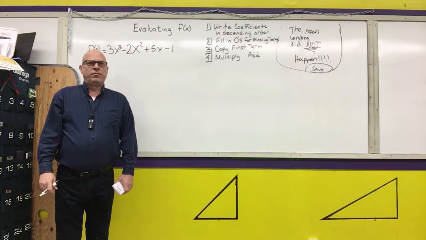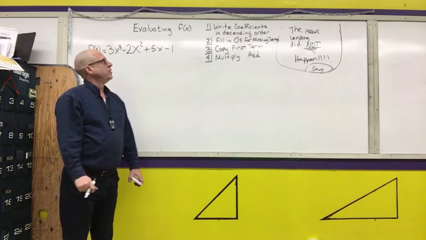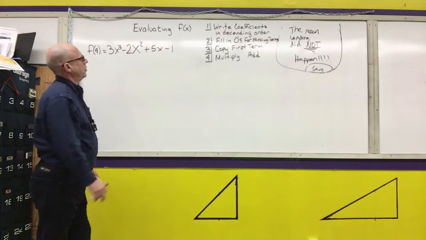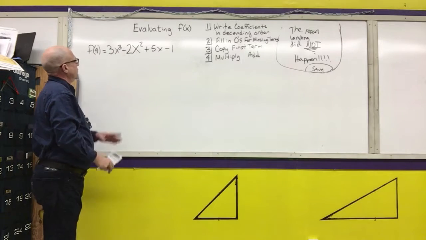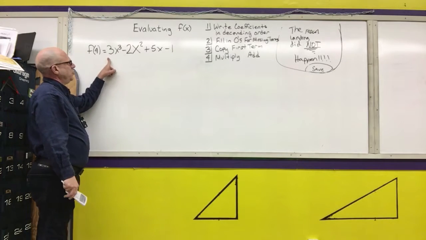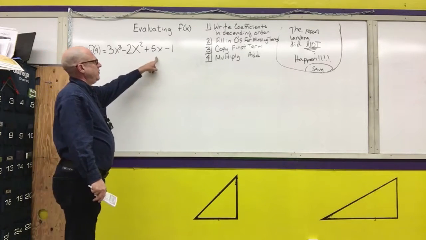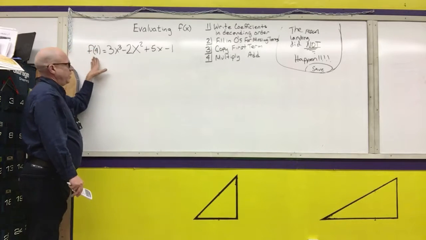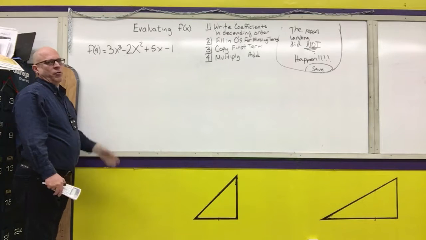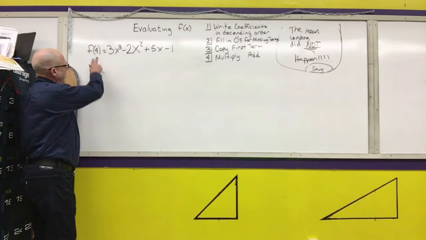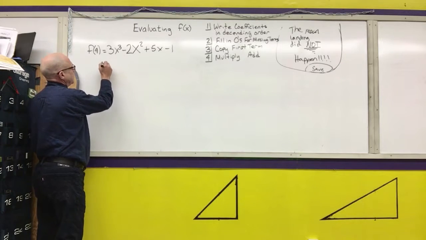Next, I'm going to cover two different ways to evaluate polynomial expressions at given values for the independent variable. The first function that I'm going to cover is 3x cubed minus 2x squared plus 5x minus 1. I want to evaluate the polynomial when x equals 4, or in other words, I want to find the y-coordinate when x equals 4 if I were to graph it.